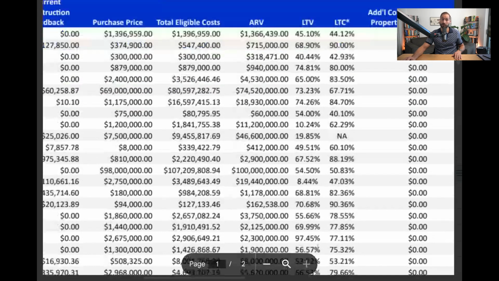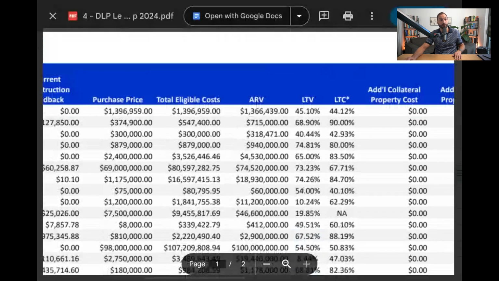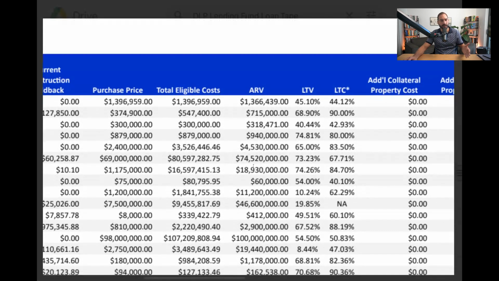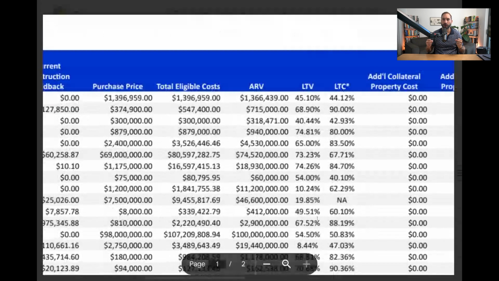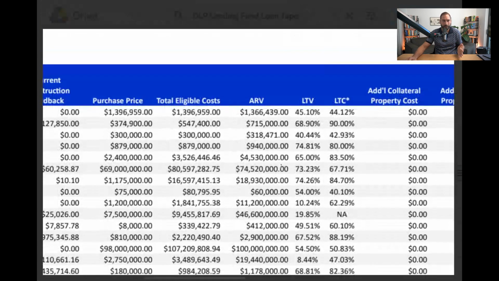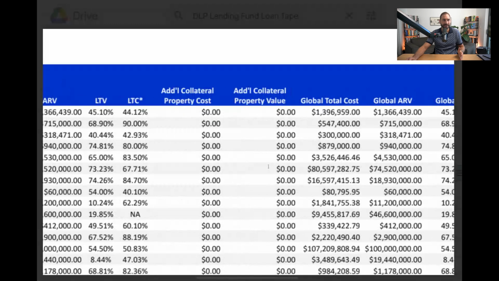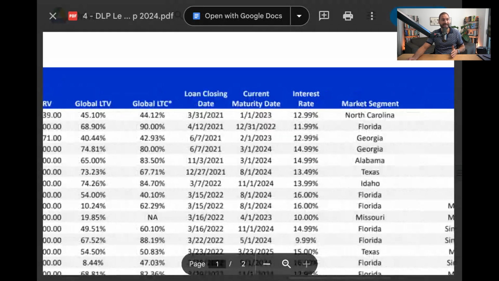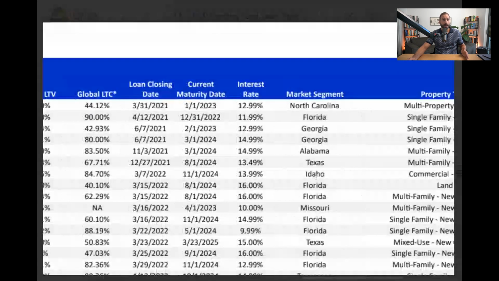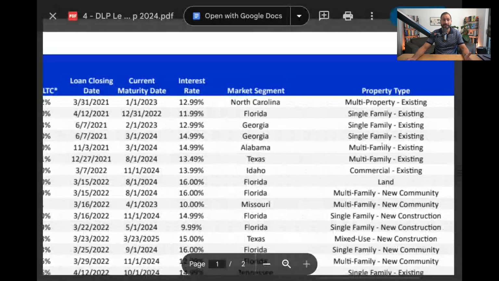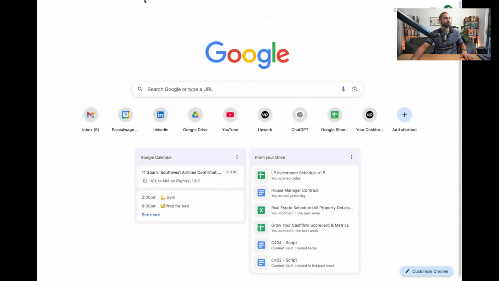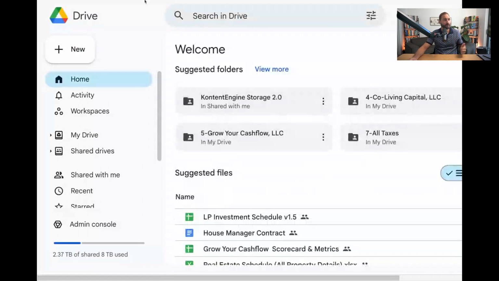Some are in 70, some are in 97, some are 19, 10%. These are all the different things you can look at as a whole and understand how this fund makes loans and what the makeup of that fund is. You can see when the loan closing date is, when that loan matures, what the interest rate of that portfolio is, what type of property the loan is being lent on, and how long the month term is.